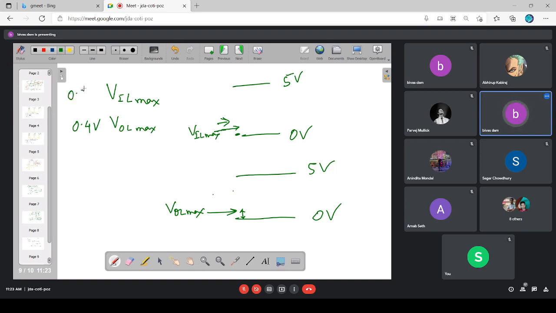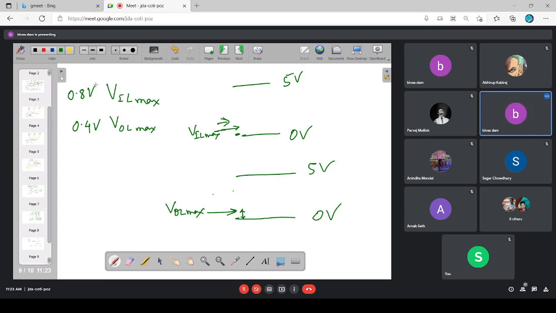VIL max is 0.8 volt. So that means while outputting a logic low signal, the signal strength may be 0 volt, maybe 0.0001 volt, or it may go up to 0.4 volt. That is, 0.4 volt is the maximum signal strength that may be there at the output. Now, if during transmission there is negative noise, there will be absolutely no problem. The received signal strength will be less than 0.4 volt.